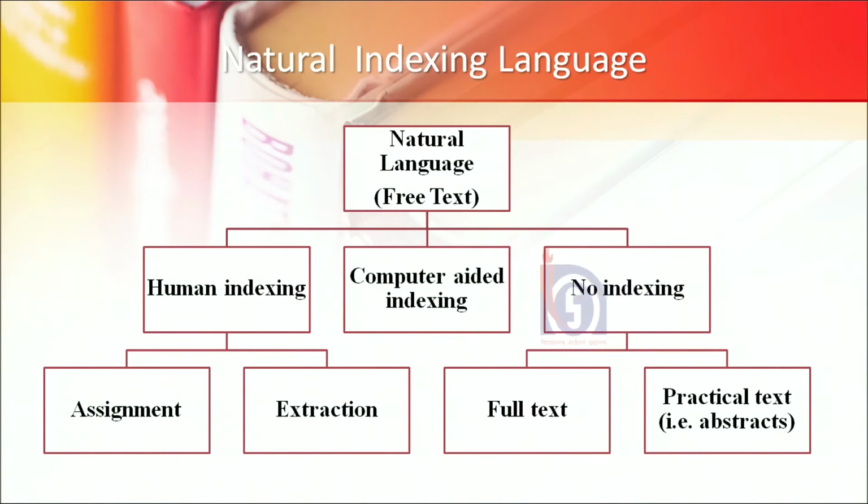If you see, the natural language used in indexing has several subdivisions like human indexing, computer aided indexing and no indexing. In human indexing, we can further classify it into assignment and extraction. Apart from that, the no indexing language may be classified further into two parts, full text and practical text.